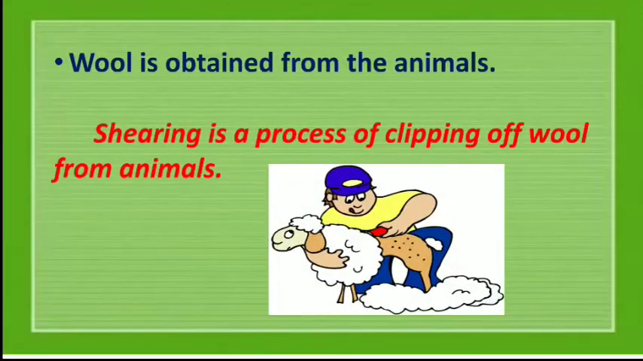Wool is obtained from the fur or hairs of animals like sheep, goats, llamas, minks, etc. The wool is clipped off from their bodies and spun into yarn for further use. This process of clipping of wool is called shearing.